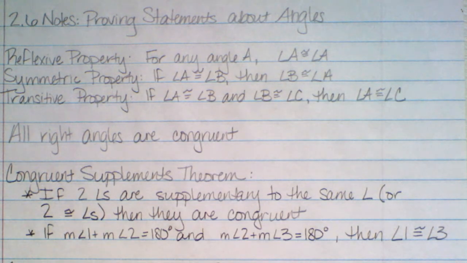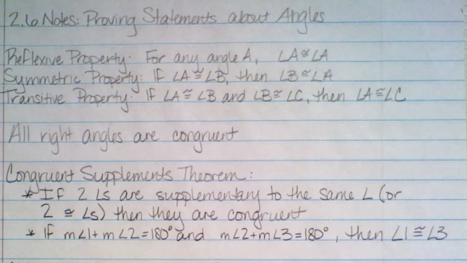Then we have the congruent supplements theorem, which says that if two angles are supplementary to the same angle or to two congruent angles, then they are congruent. So if two angles are supplementary to the same angle, then they are congruent to each other. Well, if we have a 100-degree angle and two angles that are supplementary to that, they both have to be 80 degrees, so therefore they have to be congruent.